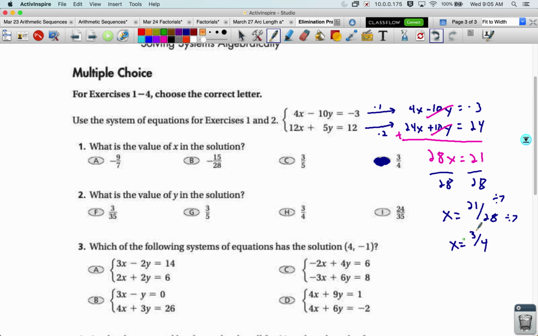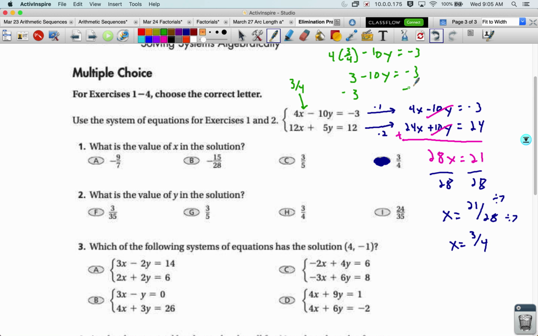All right, to find the y value, we got to go plug that back in. So I think the easiest place to plug it back in would be right here. 3 over 4, because 4 times 3/4 is just a 3, so that'll be nice. Here, I'll show my work up here. So 4 times 3/4 minus 10y equals negative 3. So the 4's cancel out, and this is just 3 minus 10y equals negative 3.